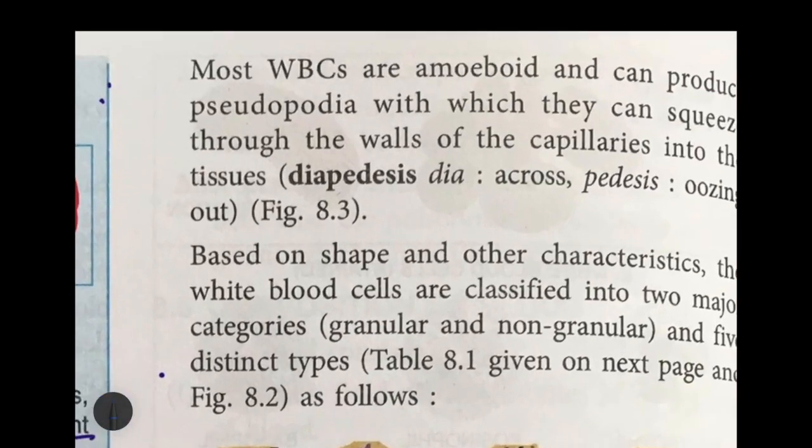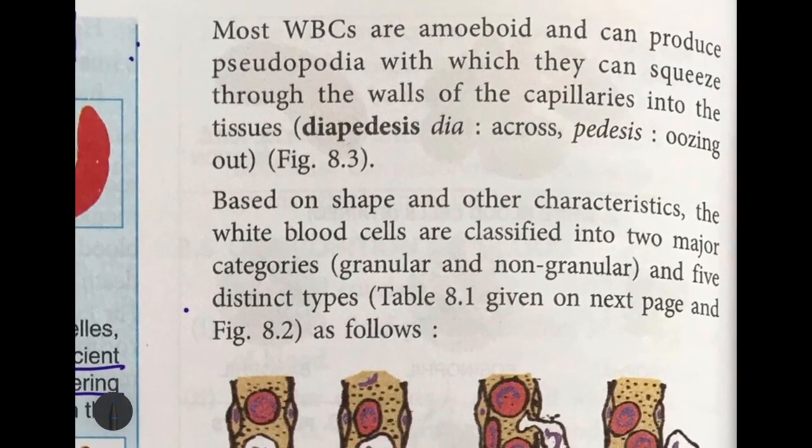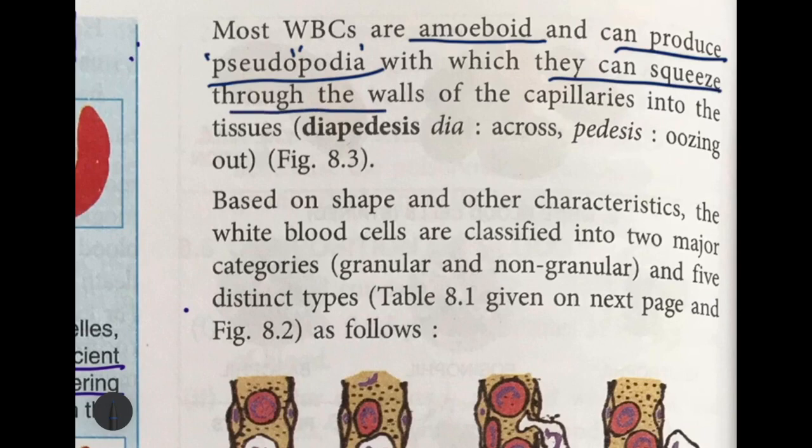Most of the white blood cells are amoeboid, meaning they do not have a fixed shape. They can change their shape from one form to another, and they produce pseudopodia. Pseudo means false, podia means feet. With the help of pseudopodia, they can squeeze through the walls of the capillaries into the tissues. This process is known as diapedesis.